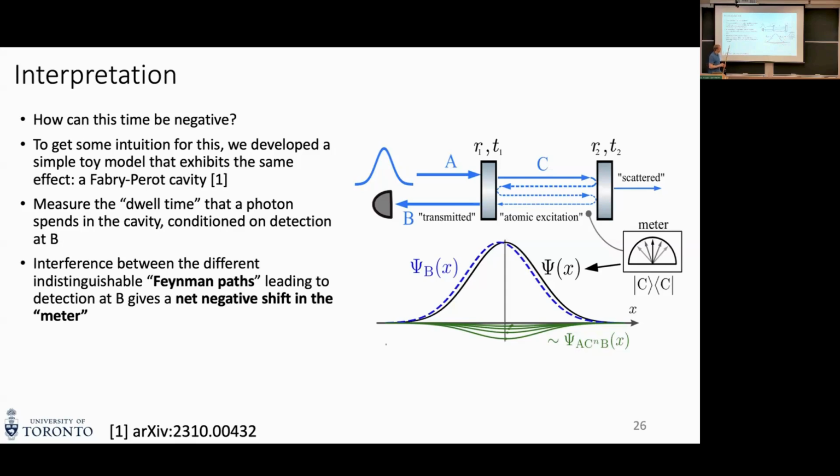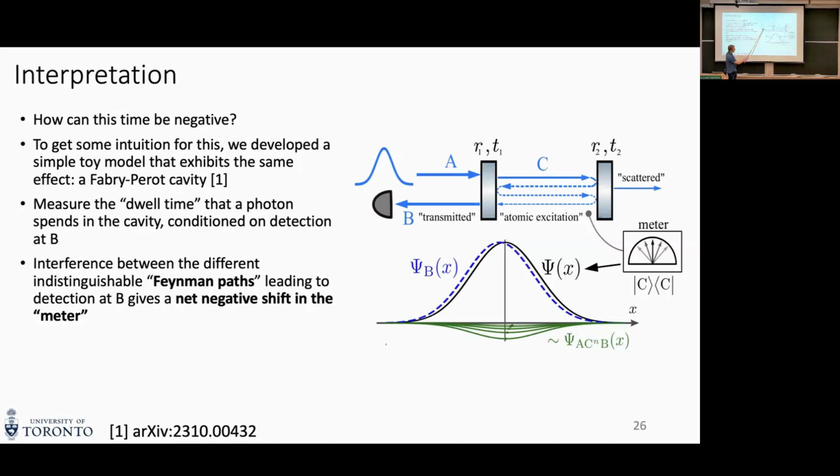So essentially, you can think about this as there are many ways for a photon to end up at this detector over here. You can imagine, first of all, just reflecting off of the front mirror and never going into the cavity at all. That would correspond to a cavity dwell time of 0, right?